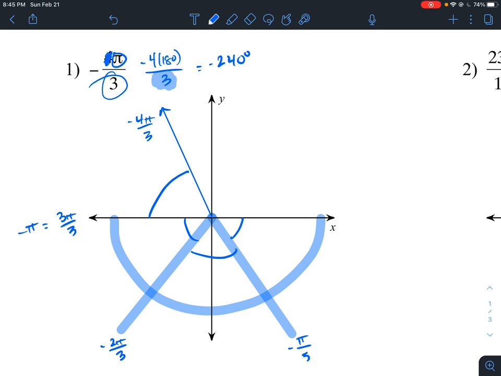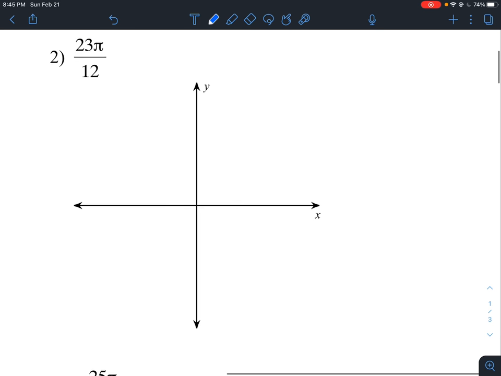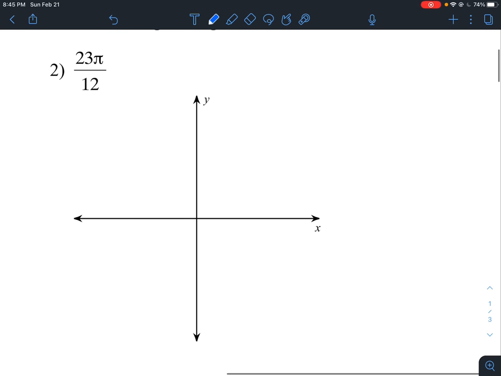So hopefully this is a way to help you see how you can measure something in radians without having to convert to degrees. Now over here in this problem, we have pi over 12. So this means that pi, again, which is 180, is being divided into 12 parts.